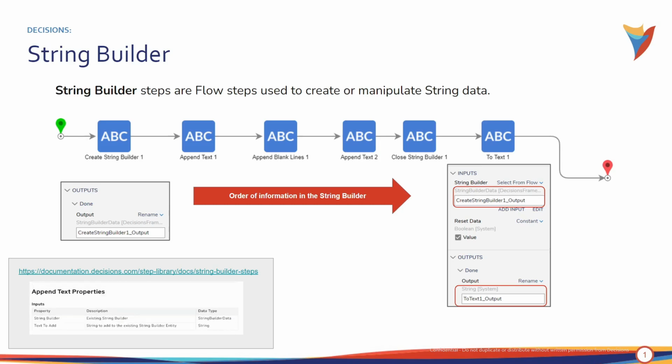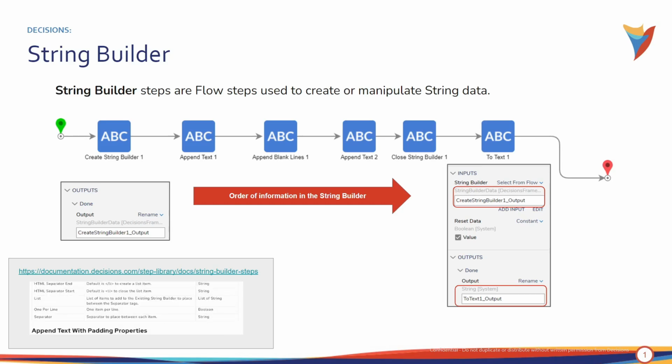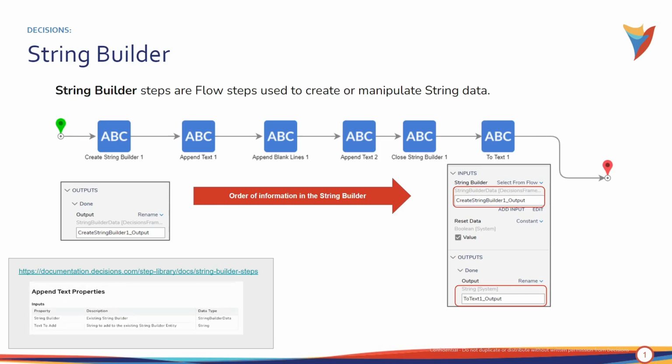The string builder is going to allow you to create a string builder data object that can then be edited and closed to format text for you. It will give you options to add line breaks, add images, append text, things along those lines.